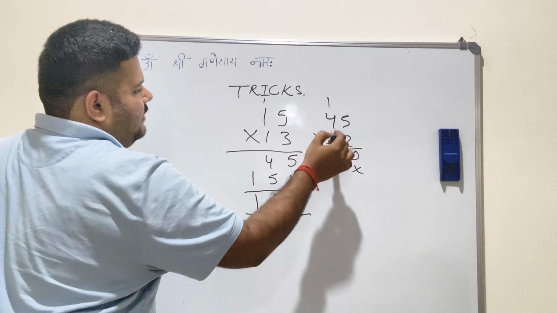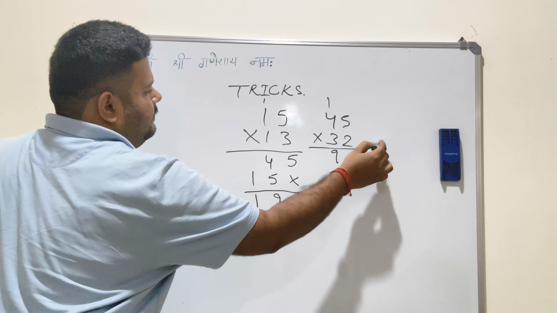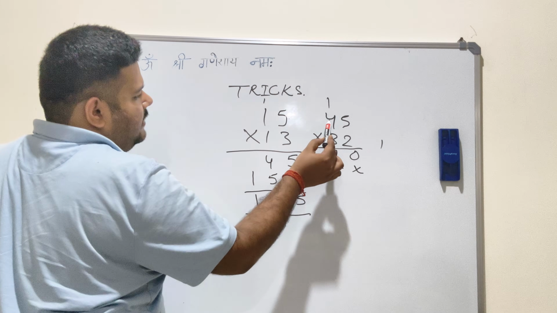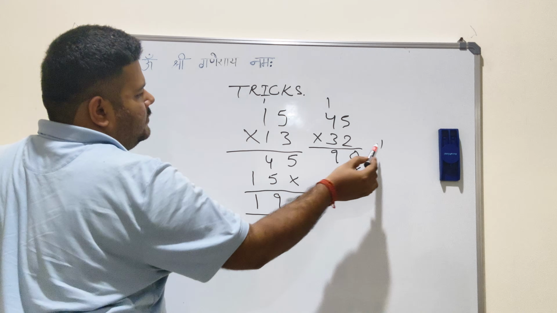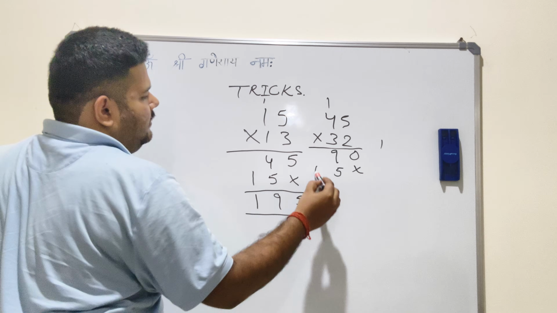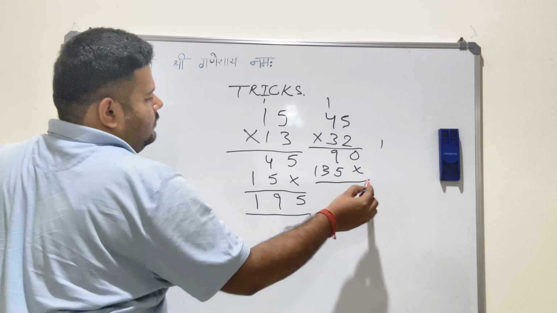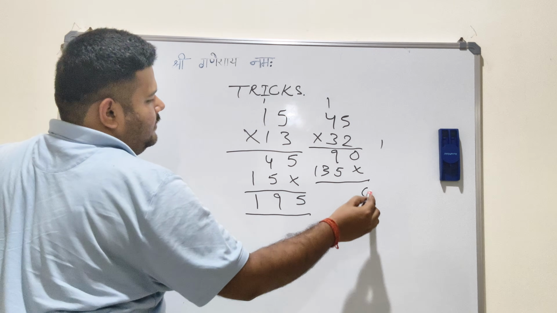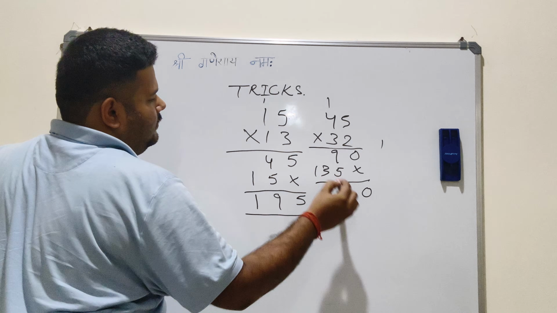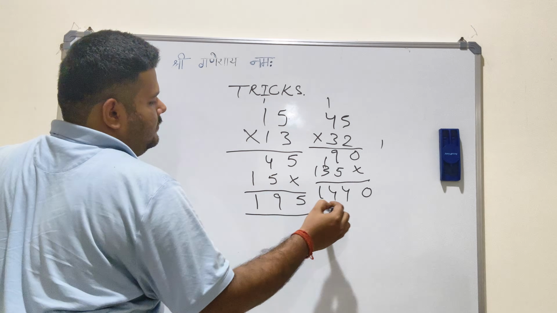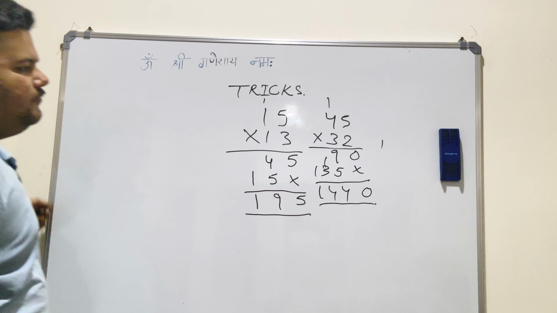You need to multiply 5 by 3, it will become 15. Now you have to multiply 4 by 3, it will become 12. 12 plus 1 would be 13. So you need to write 13 here. Now you need to put 0 here. 9 plus 5 would be 14. 3 plus 1 would be 4. And you need to put 1 here. So your answer will be 1440.